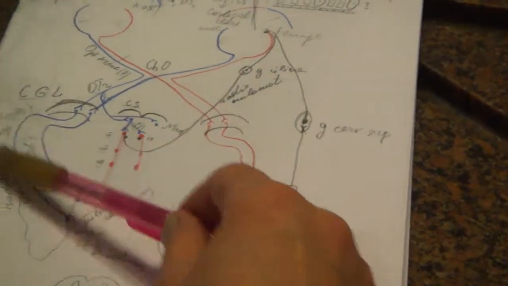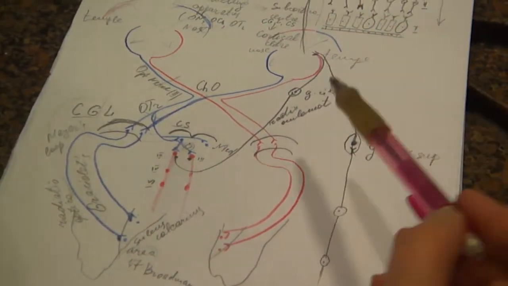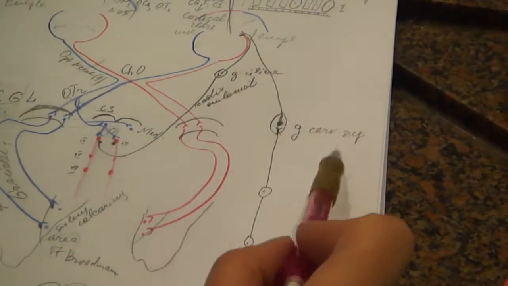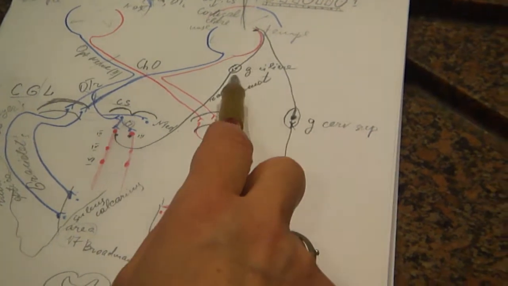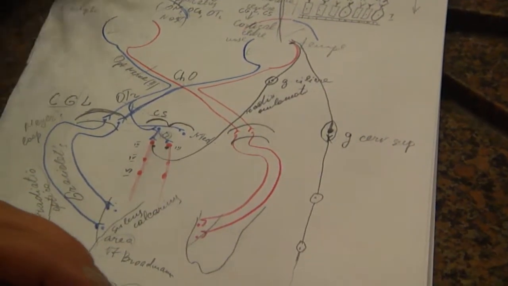Thus, we can not only see but also perform the pupillary reflex and accommodation, and the pupillary reflex is achieved through sympathetic and parasympathetic innervation. You understand? That is the visual analyzer scheme.